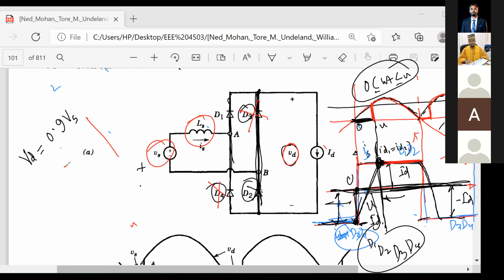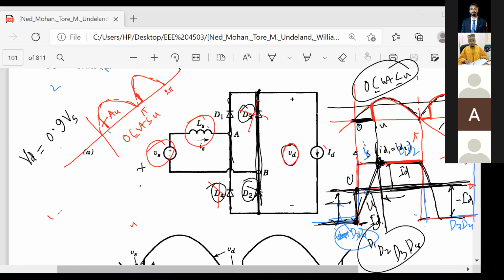So if I plot nicely here, this is pi and this is pi, we shall get the output voltage like this, and we shall get the output voltage like this. So we have lost this area, Au. During the commutation period, we want to find this Au.